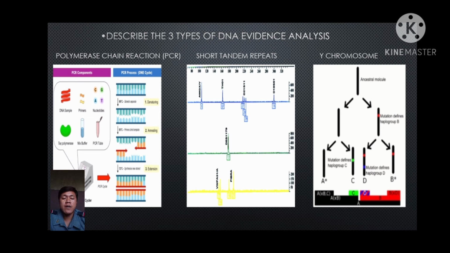Number 2 is short tandem repeats. Short tandem repeats or STRs, which are sometimes referred to as microsatellites or simple sequence repeats, are accordion-like stretches of DNA containing core repeat units of between 2 and 7 nucleotides in length that are tandemly repeated from approximately half a dozen to several dozen times.